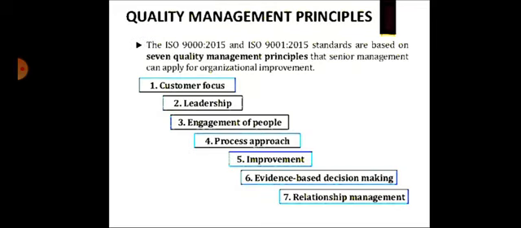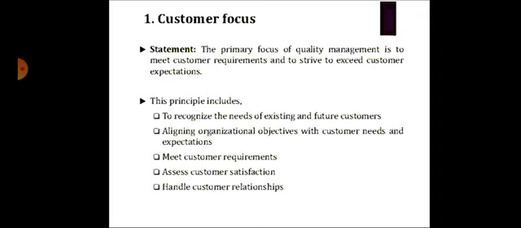Quality management principles. The ISO 9000:2015 and ISO 9001:2015 standards are based on seven quality management principles that senior management can apply for organizational improvement. Number 1, customer focus. 2nd, leadership. 3rd, engagement of people. 4th, process approach. 5th, improvement. 6th, evidence-based decision making. 7th, relationship management.